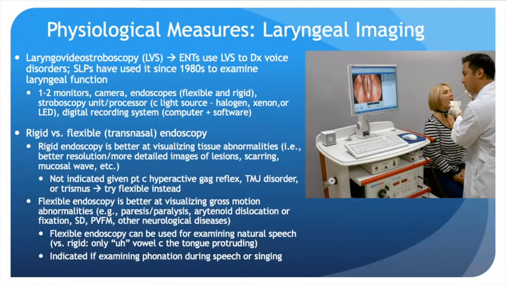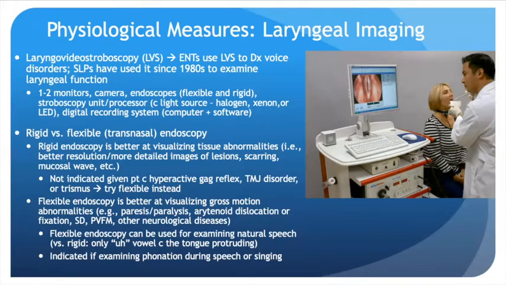Laryngovideostroboscopy has been used by ENTs to diagnose voice disorders, and it's also been used by SLPs for decades to examine laryngeal function. So typically you have all of this equipment here in order to perform the exam. And you can either use a rigid or a flexible endoscopic exam. Rigid endoscopy, like you see here with this rigid endoscope, is better at visualizing tissue abnormalities. It's got just a finer, better resolution. So you can see lesions and scarring better.